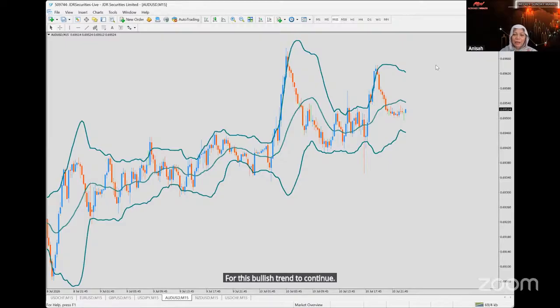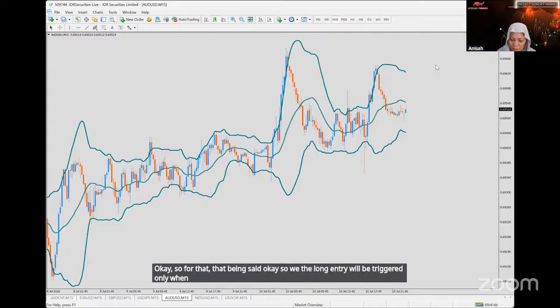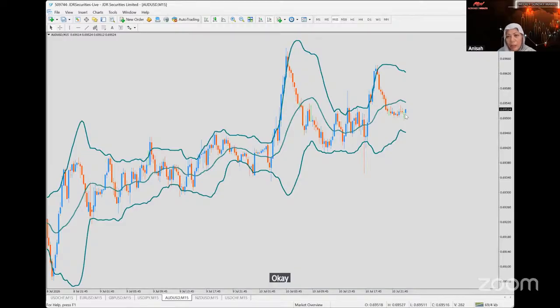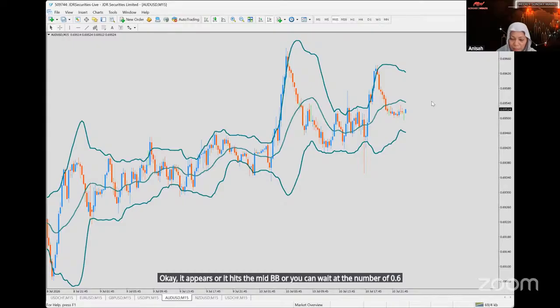That being said, the long entry will be triggered only when price pierces through the mid BB and retests. The level to go in is 0.69539. It pierces or hits the mid BB, or you can wait at the number of 0.69539.